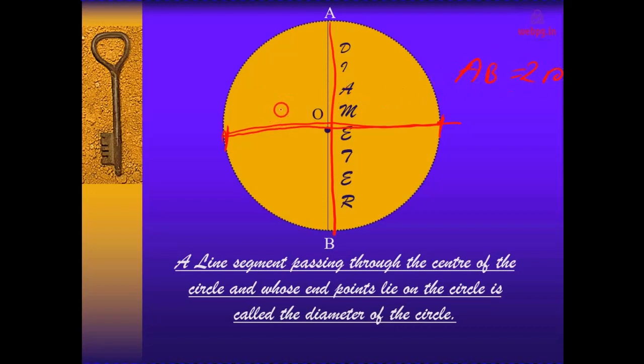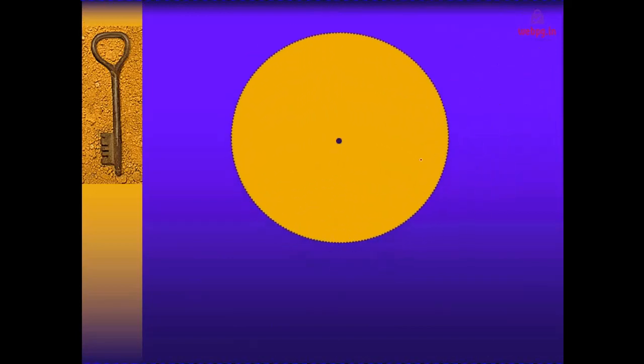So we can take it like AB equals 2R. If we consider this one, it is R from the center to the circle, and again O to B is also R, so AB equals 2R. You will understand it after solving the maths, so be patient.